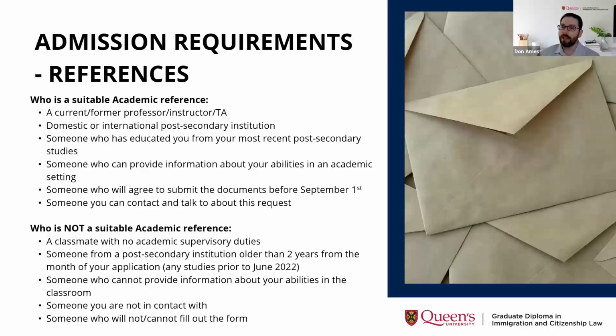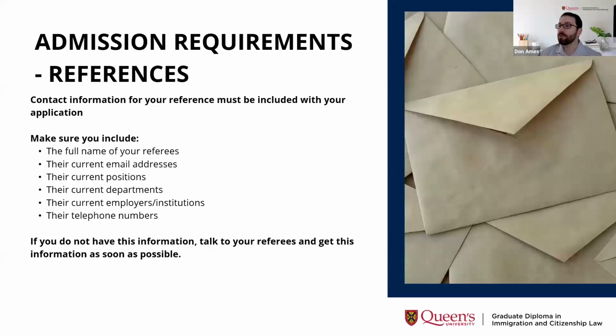Who's not a suitable academic reference? A classmate, a friend, a peer, someone who is not in that position of leadership or authority in a classroom setting. Again, someone from a post-secondary institution older than 2 years from the month of your application. So anything done prior to July 2022 cannot be utilized. And again, if they're not really comfortable or confident in providing that document, or if they're not going to be in communication with you, or they've said they can't provide that document by September 1st, don't utilize them as a reference. Now, the question now is, how do you provide references to our office for review?